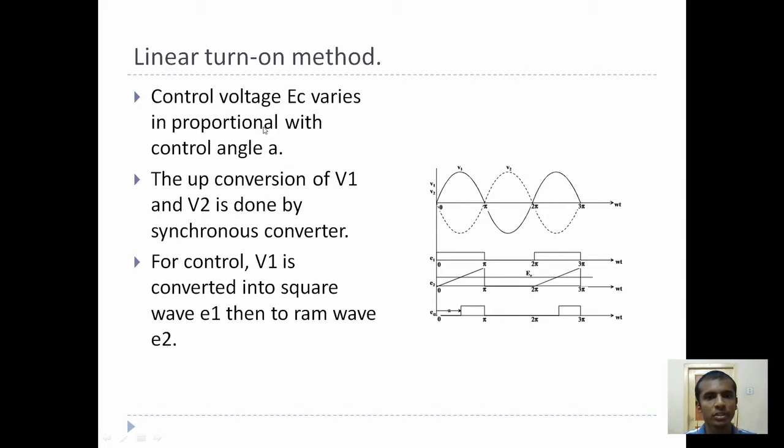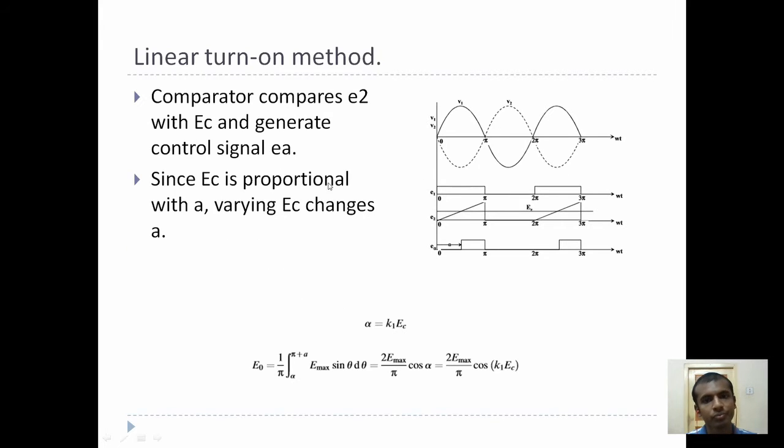Control voltage EC varies in proportion with the control angle alpha. So a control voltage EC is given. The alpha angle, triggering angle, also increases as the control voltage increases. The up conversion of V1 and V2 is done by the synchronous converter. For control, V1 is converted into square wave E1 and then converted to a ramp wave E2. The comparator compares E2 with EC and generates a control signal EA.